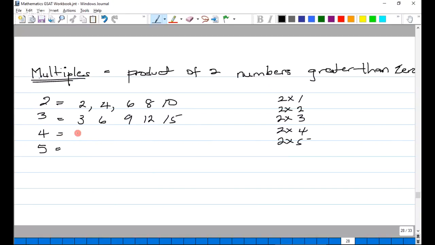Let's go to 4. 4 ones, 4. Then what? 8. What's the next multiple? 12. Then what follows? 16. Then 20. So the first 5 multiples of 4 would be 4, 8, 12, 16, and 20. All right.